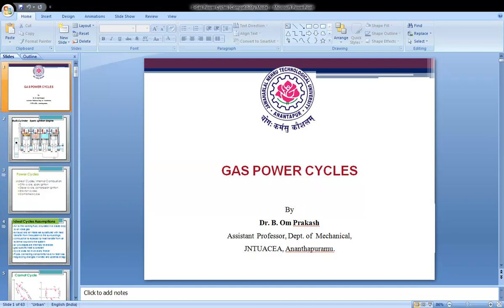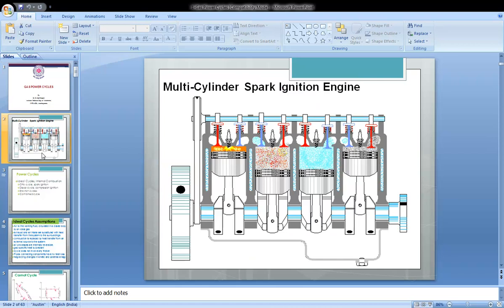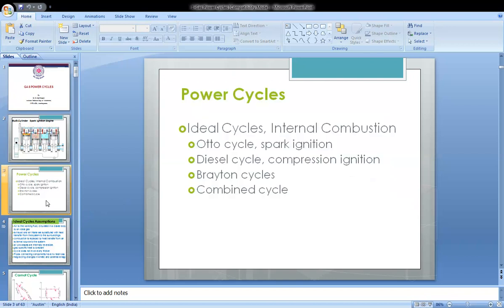These gas power cycles are classified based on the usage of fuels, the ignition systems, and different other considerations. We are mainly focused on the multi-cylinder spark ignition engines, or SI engines, and how their operations work. This is the classification of the gas power cycles.